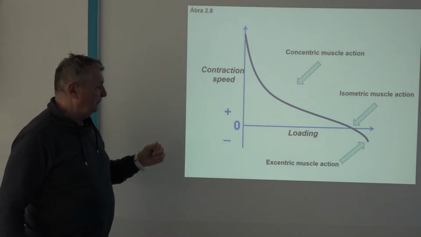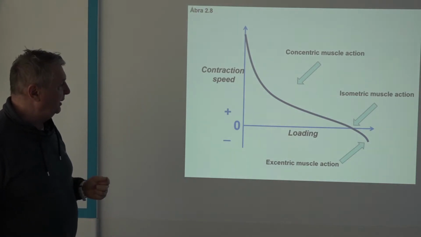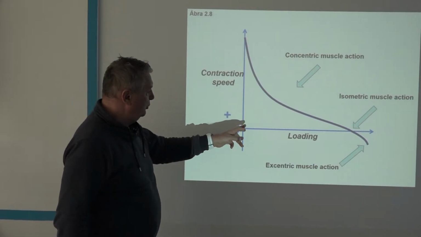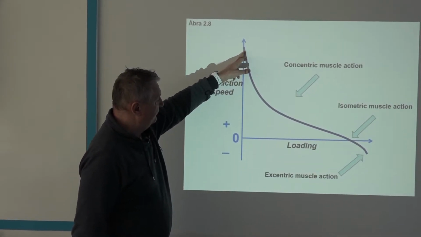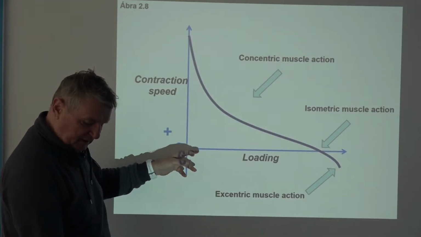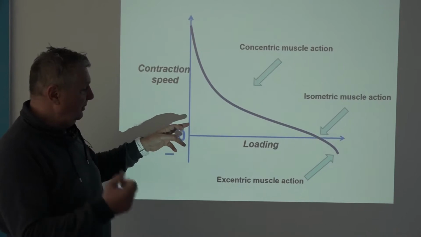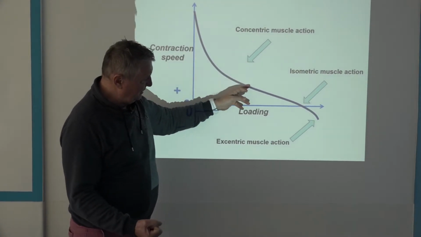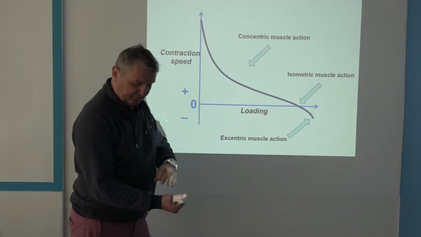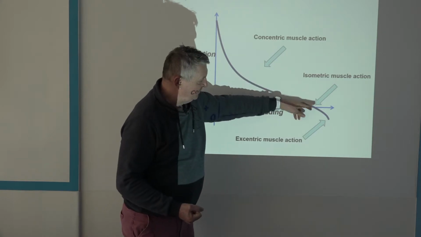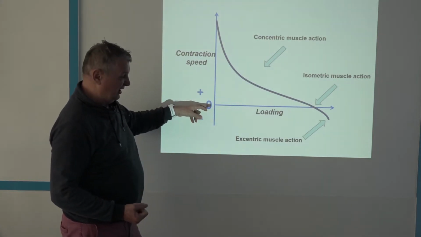So this graph is also from Archibald Hill. It says that if you have a small load, you can achieve very high speed. As you increase the loading, the speed of the contraction is decreasing, and then there is a load by which you cannot really move. So this will be isometric. You can see the speed is 0.